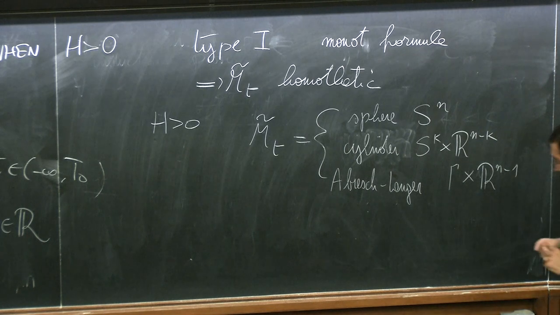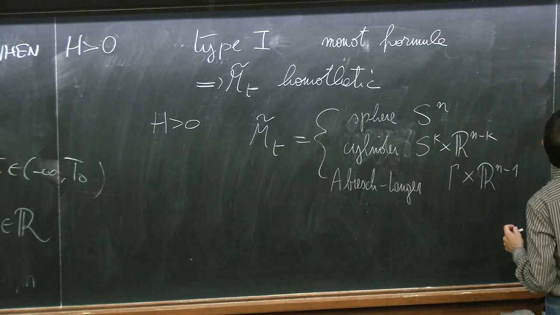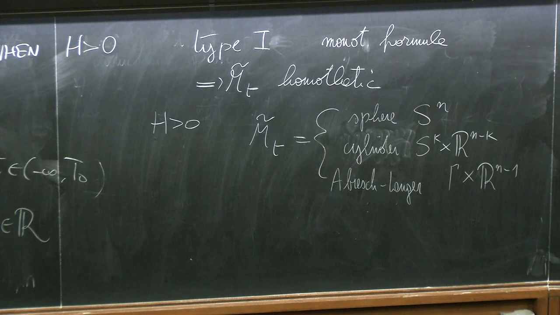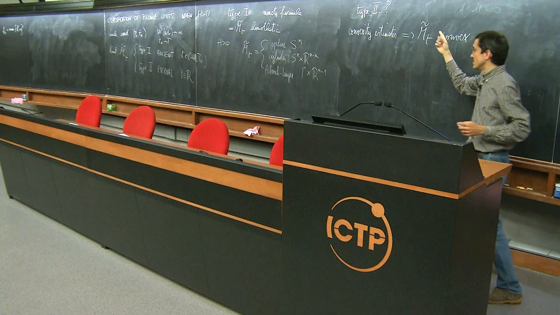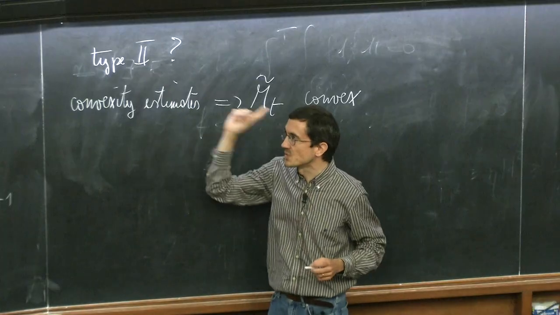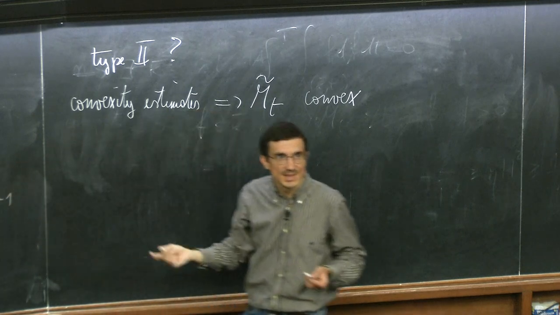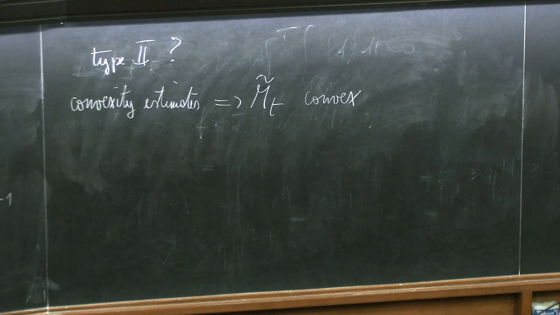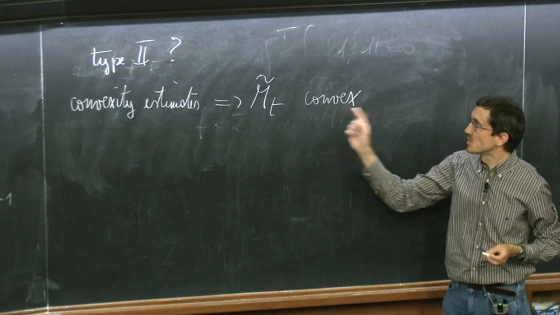So this was already said by Gerhard, but in the case of type 2, the monotonicity formula does not give information because the blow-up rate of the curvature is too large. For type 2, what can we say? Well, we can say the convexity estimates imply that M tilde_T is convex. This does not have to do with type 2. This is true in both cases, but in the other case, we already knew that it was convex also without a convexity estimate. But now we exploit this property.